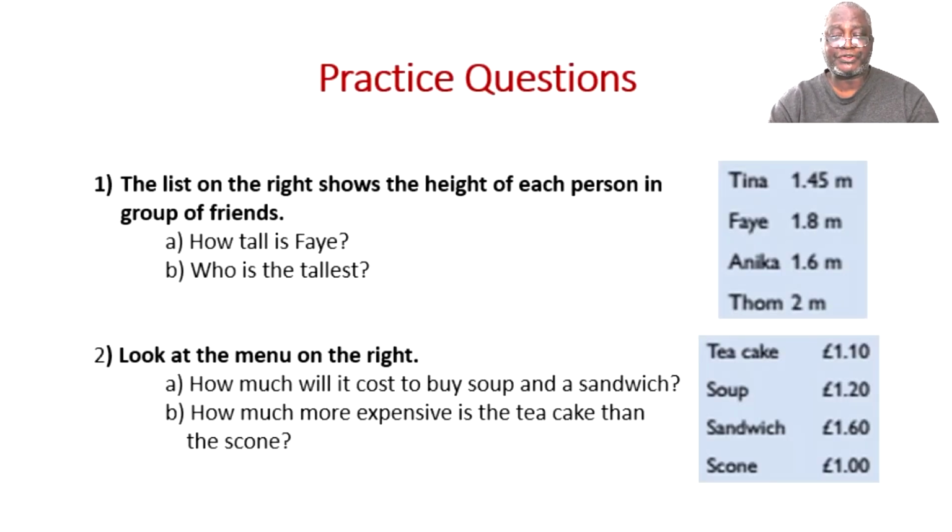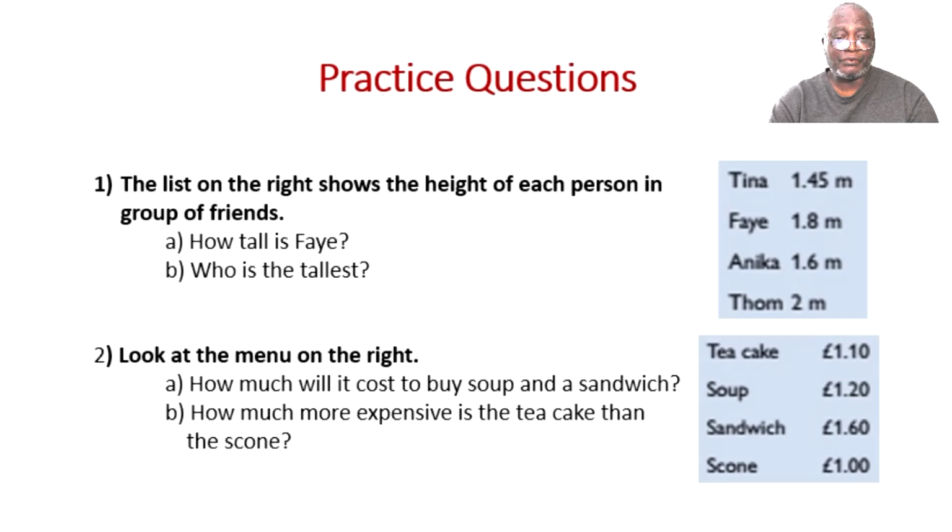You have some practice questions here. The first is a list on the right showing the height of each person in a group of friends. And then you have two questions. How tall is Faye? And who is the tallest? All you have to do is compare the list and select. You've learnt about meters and centimeters, so it should make sense. You should be able to understand what that information is.